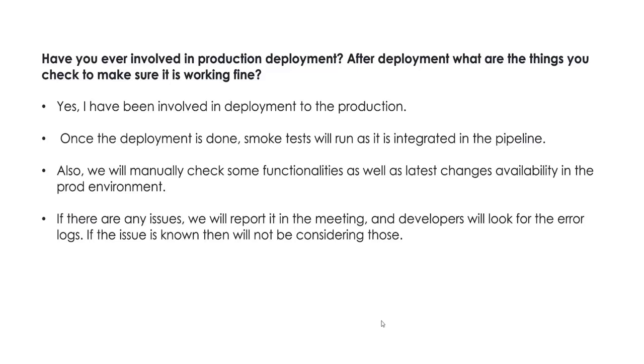Or if any smoke test fails, you can immediately check manually why it is failing. You can also give it a try, and then finally tell whether this is working or not. And sometimes, if the issue is known, it will not be considered. Some of the issues will be known issues. In the logs, sometimes you will see some errors which you commonly see, but that is not affecting any functionality. If it is a known issue, then you can ignore such issues.